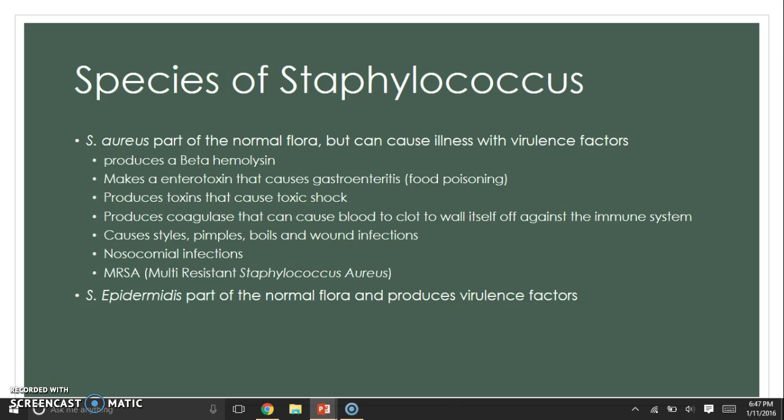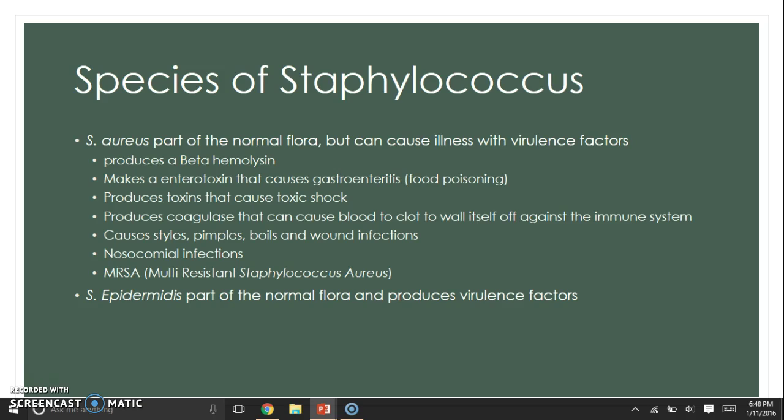It causes styes, pimples, boils, and certain wound infections, like staph infection, right? It causes a lot of nosocomial infections, so it's going to be a result of things like surgery, hospital-acquired infections. And then probably its claim to fame is MRSA, right? Methicillin-resistant Staphylococcus aureus. It's a bug that is resistant to many of the different antibiotics that we have out there.